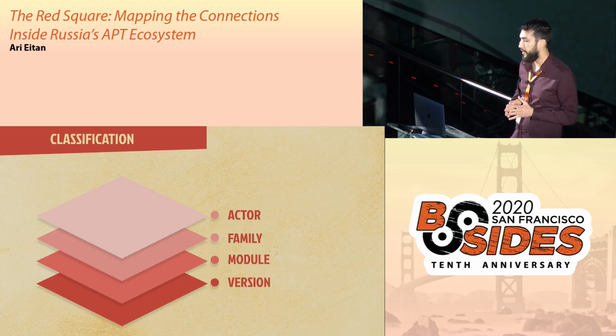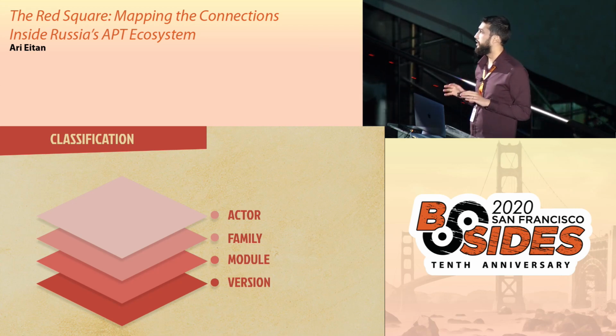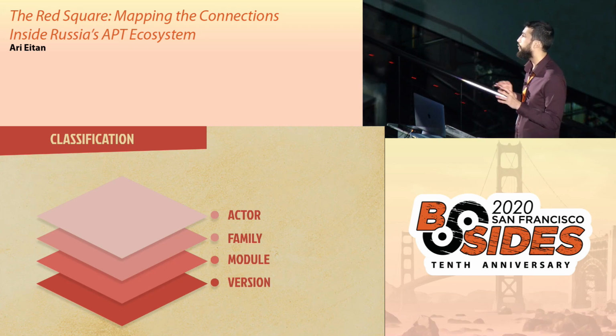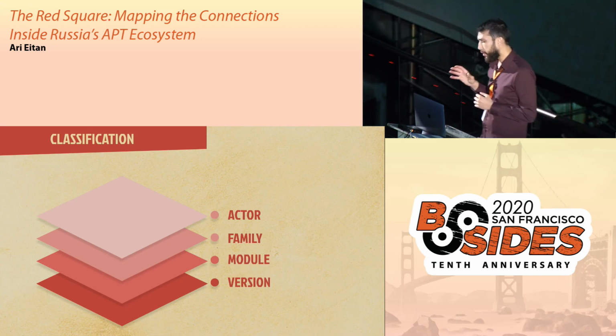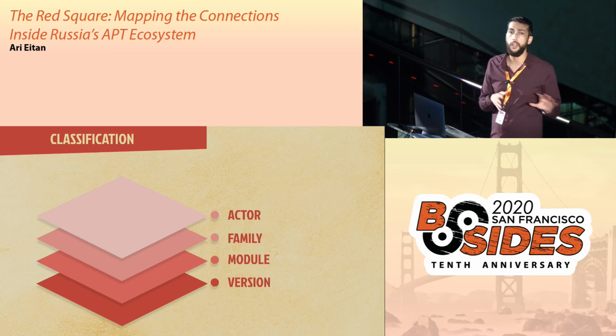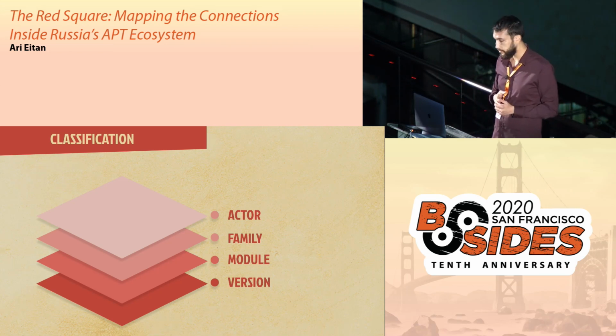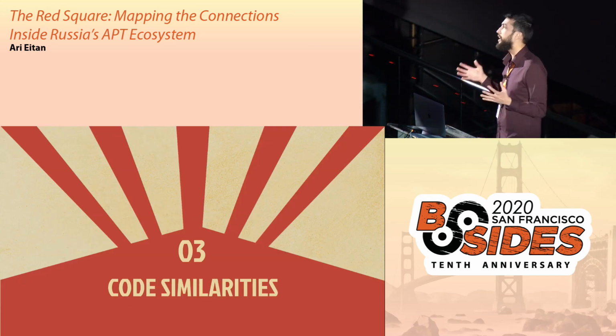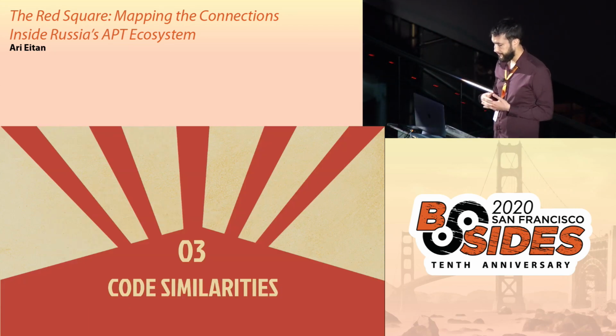Now, some malware files have a clear version stamp embedded in it. And when possible, we wanted to be able to differentiate between earlier and recent versions. Now, at this point, we classified all our samples into 60 families and 200 different modules. And then we were ready to move on to the third part, which is finding the code similarities.